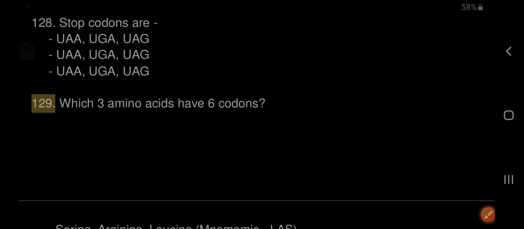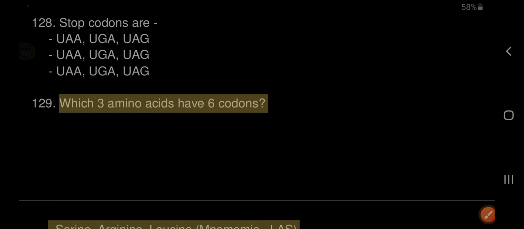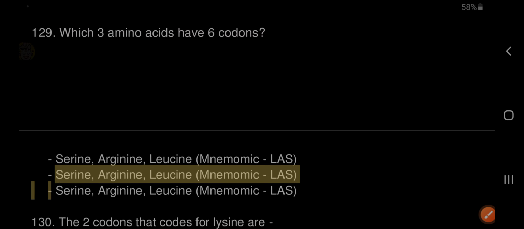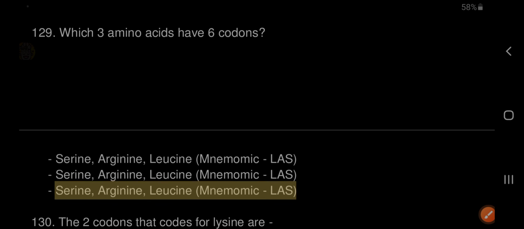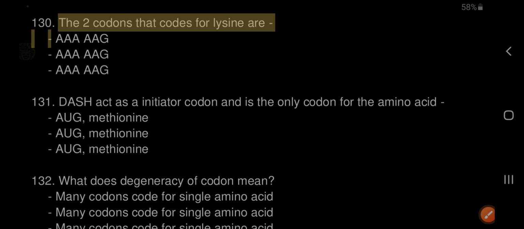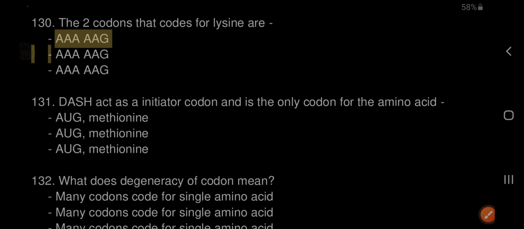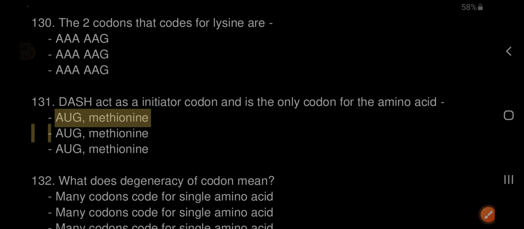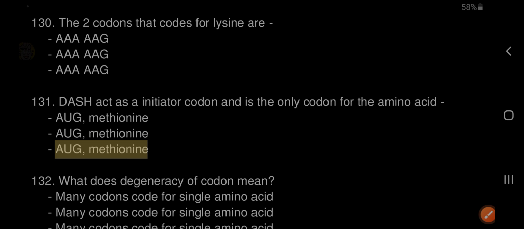129. Which three amino acids have 6 codons? Serine, arginine, leucine, mnemonic: LAS. 130. The two codons that code for lysine are AAA and AAG. 131. Which codon acts as an initiator codon and is the only codon for the amino acid methionine? AUG, methionine.